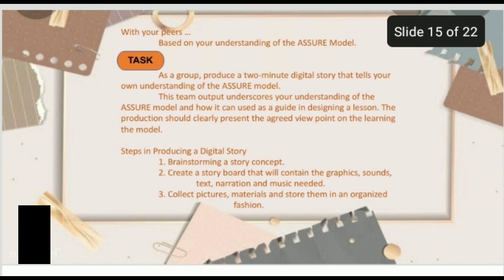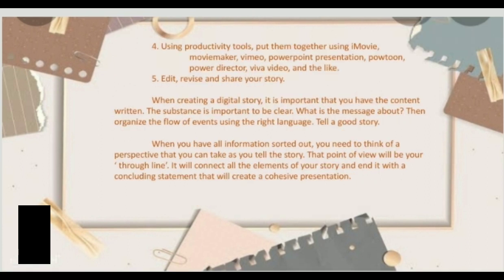Steps in producing a digital story. Number 1 is brainstorming a story concept. 2. Create a storyboard that will contain the graphics, sounds, text, narration, and music needed. 3. Collect pictures and materials, and store them in an organized fashion. Number 4. Using productivity tools, put them together using iMovie, Movie Maker, Vimeo, PowerPoint presentation, Powtoon, PowerDirector, VivaVideo, and the like, or any digital platform you are comfortable with. Number 5 is edit, revise, and share your story.